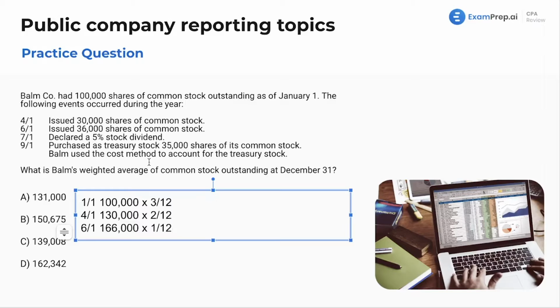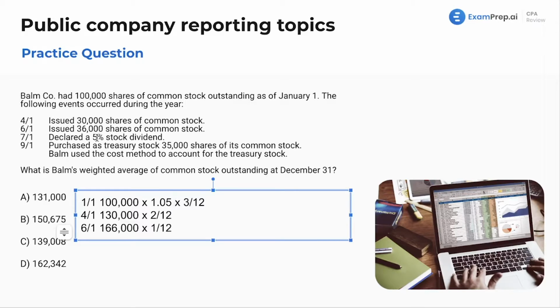All right, now, this is why I didn't have the calculation yet, because we have a 5% stock dividend. Now, how does that affect anything? Well, it actually affects us because what happens is we go and retroactively account for that. And by that, I mean we are going to multiply everything by 1.05. You multiply it by 1.05, that gives us a 5% increase.